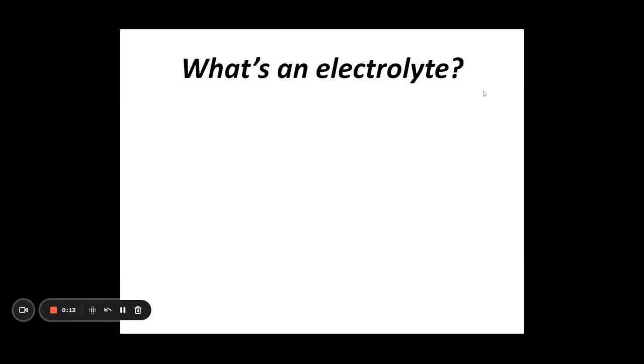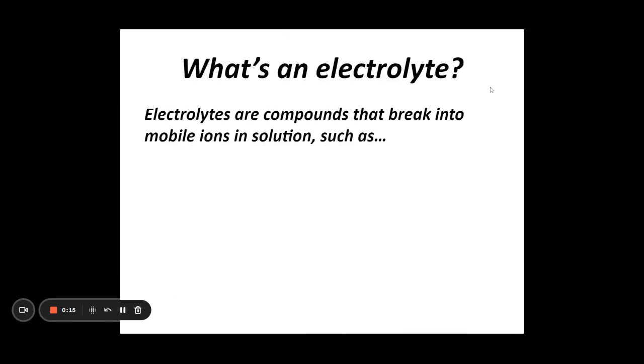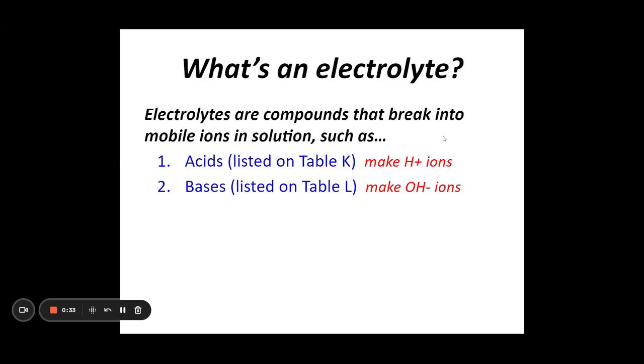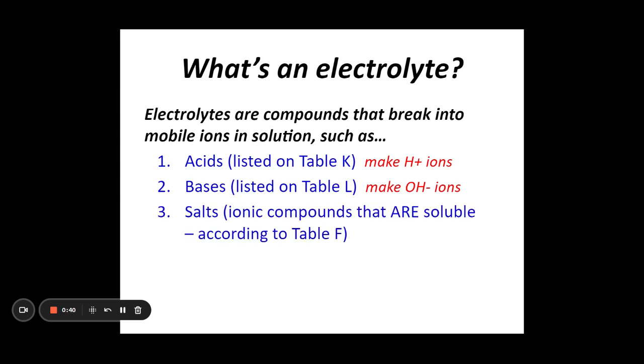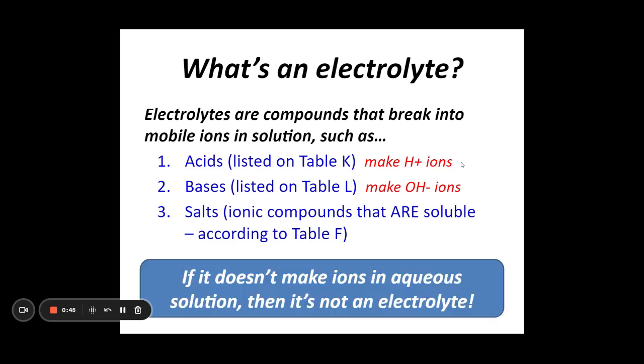All right, so what is an electrolyte? You should already know this. Here's a little reminder. Electrolytes are compounds that break into mobile ions in solution and will then allow that solution to conduct electricity. There are three kinds of electrolytes. Acids make H plus ions. How do you know if something is an acid? It's listed on table K. Bases always make OH minus ions, and bases, you'll find those listed on table L. Salts are basically ionic compounds that are soluble according to table F. So if it doesn't make ions in aqueous solution, then it's not an electrolyte.